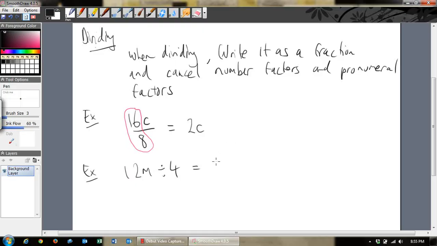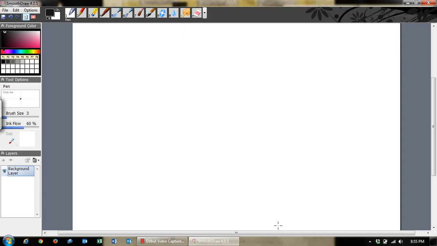Okay. Another example might be 12m divided by 4. How do we do this? Well, let's write that as 12m over 4. And again, look at your number parts. What does 12 over 4 simplify to? 12 over 4 is 12 divided by 4, which is 3. And then we've just got that m sitting there by itself, which cannot be simplified.